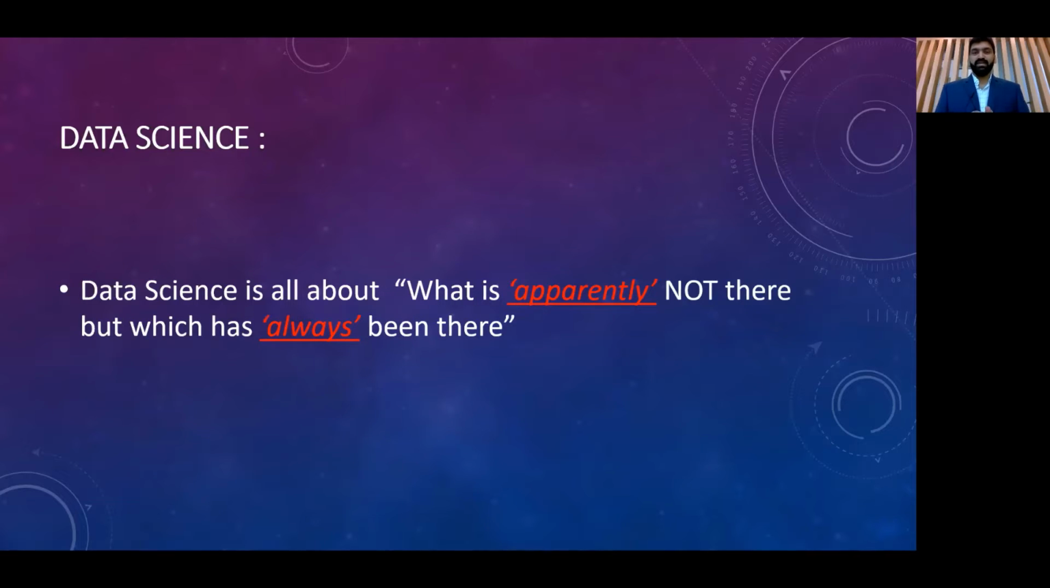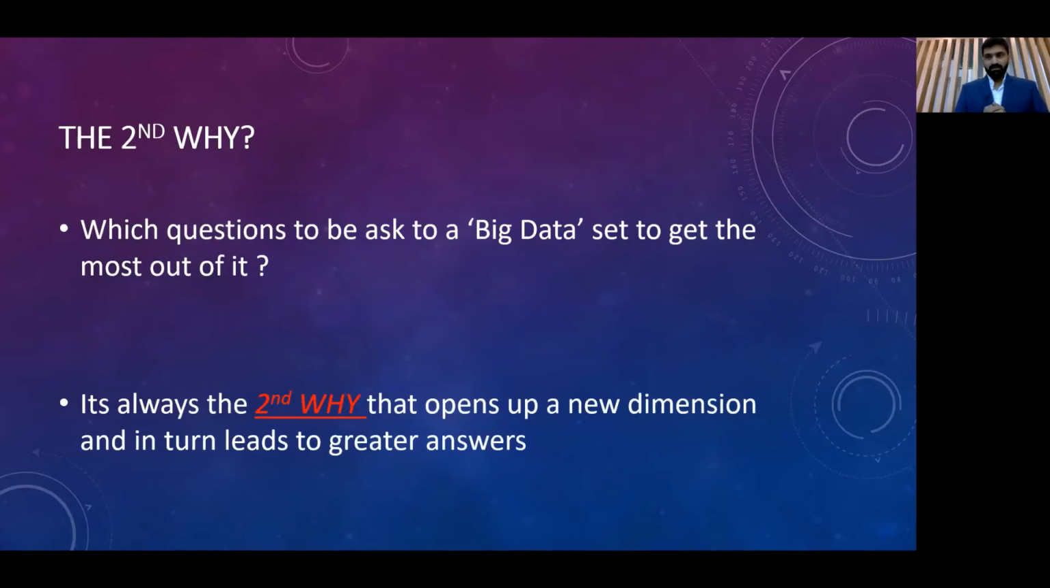So for us at Numplora, we believe what is apparently not there, but which has always been there, is what needs to be found out in data science, right? The second important aspect of data science for us is asking the right set of questions to the big data. Now let me give you an example. For us, the most important factor here is to ask the right second why question, because experience has shown us that the right second why question always opens up greater dimensions, greater answers from the data set.